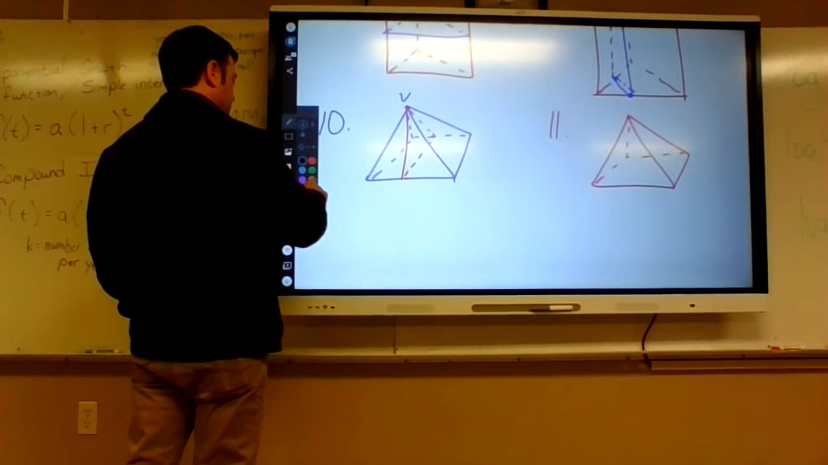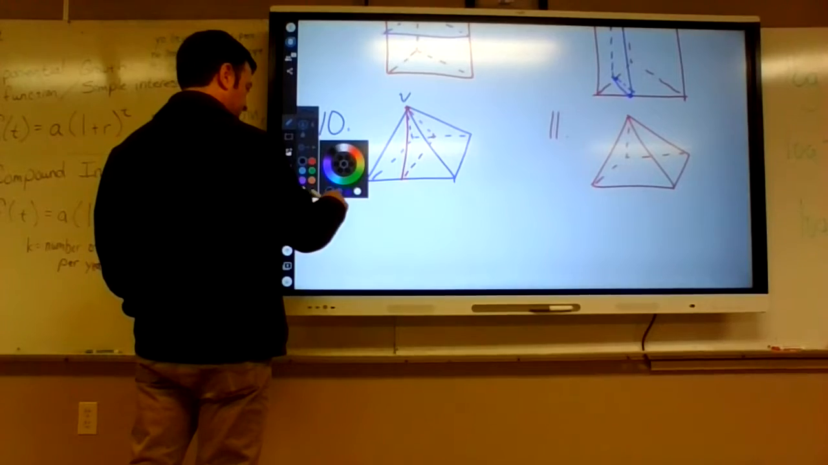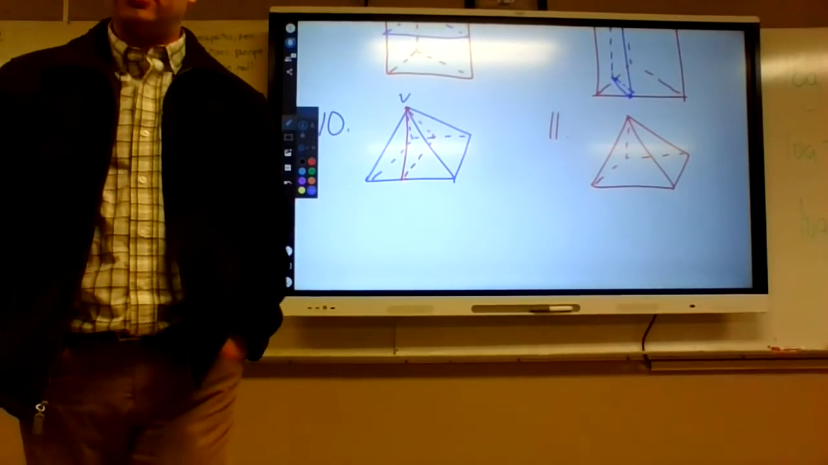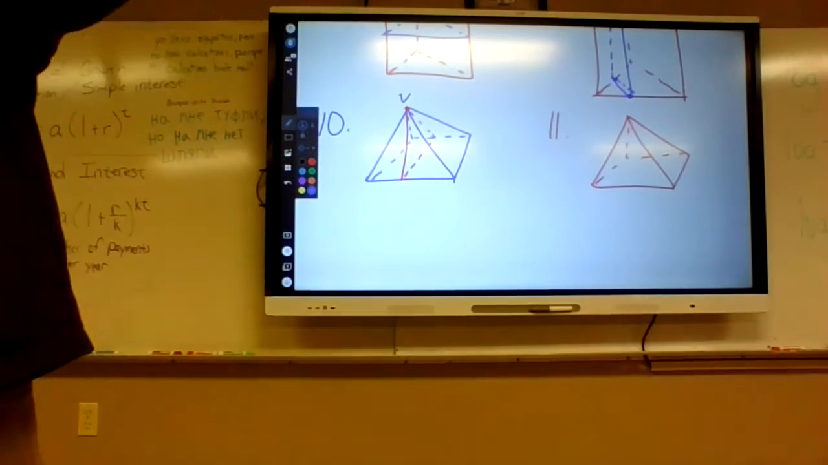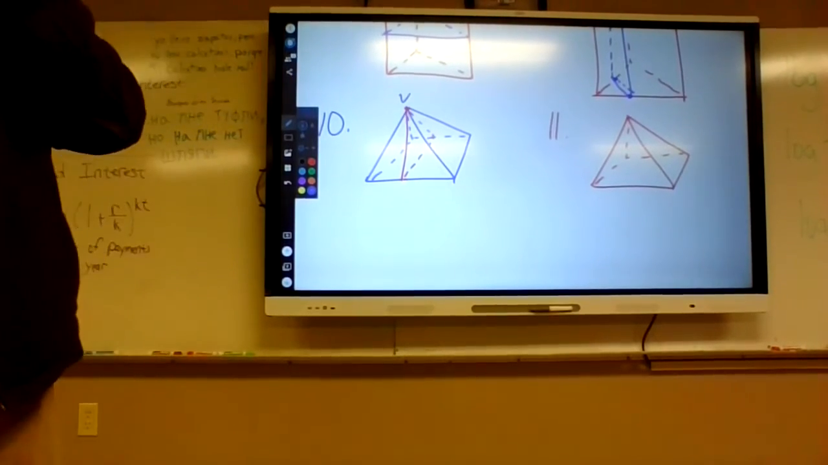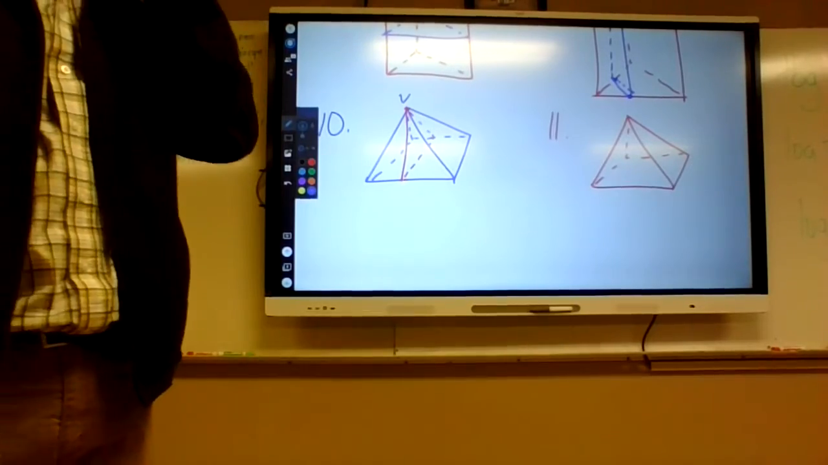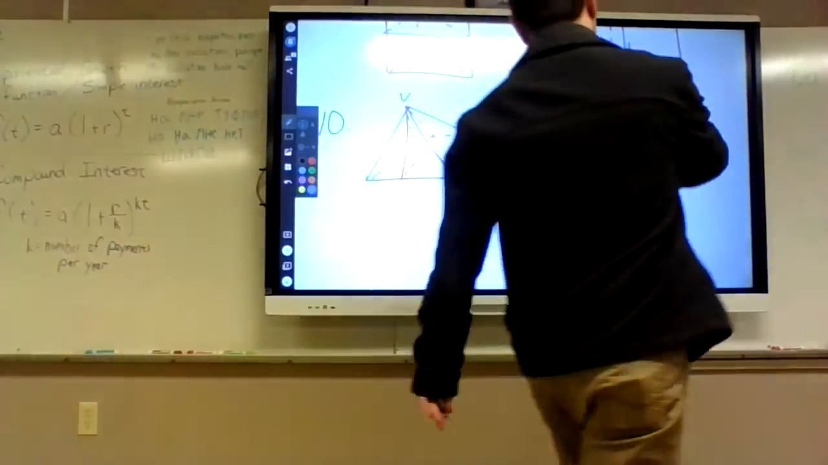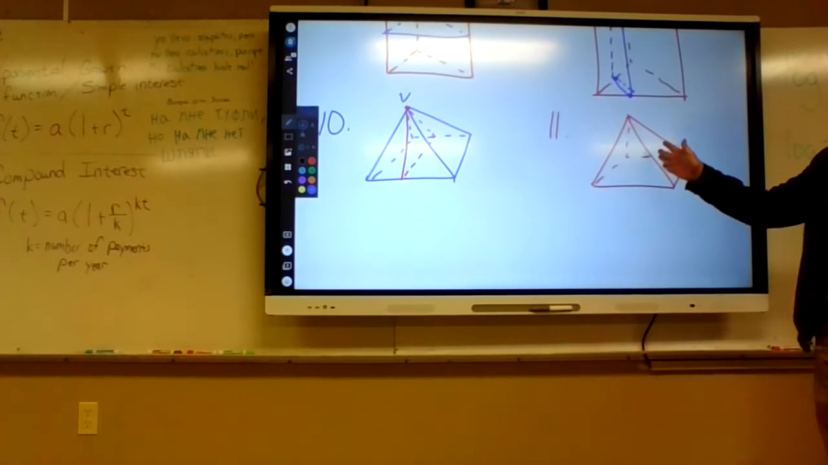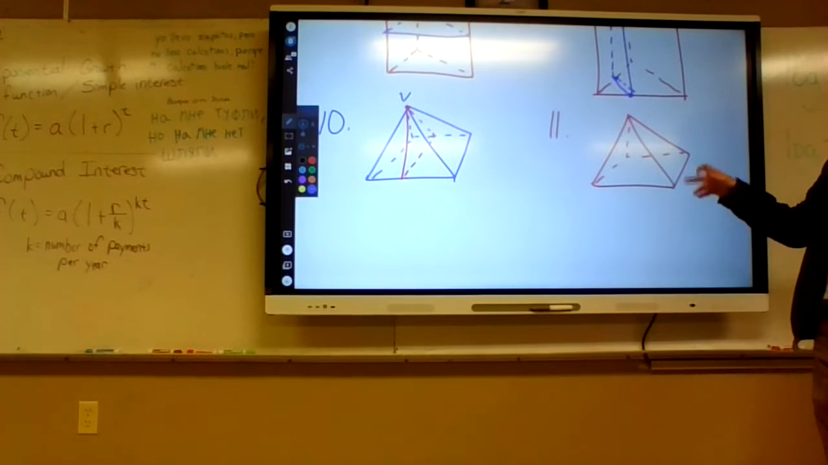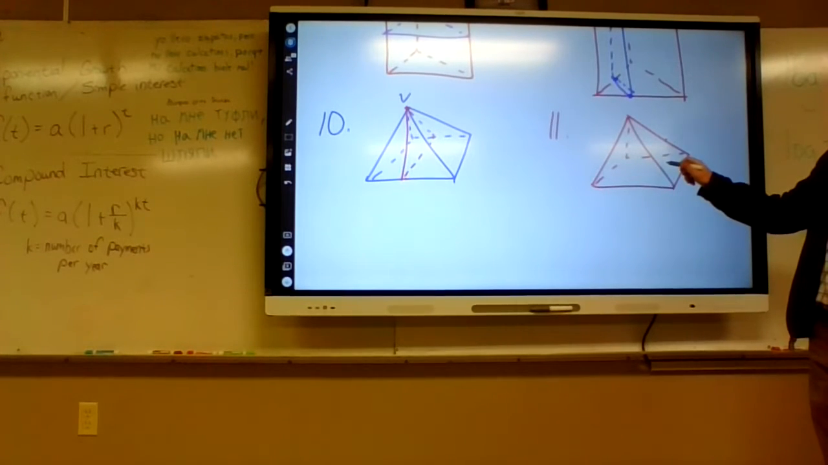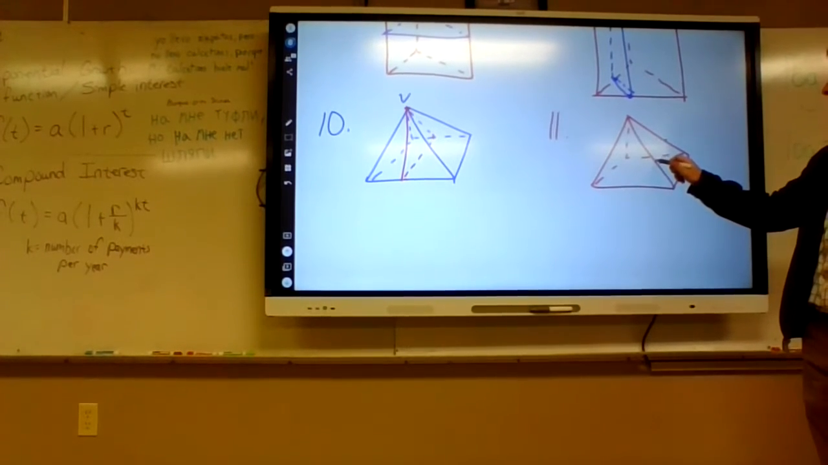Alright, this one says a vertical cut parallel to RQ, which is the bottom right segment, not going through V. So basically I'm gonna slice vertically on the right side here. It's gotta be parallel to this guy. So we try and use my imagination to see what's gonna happen.